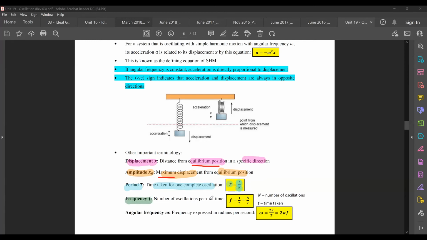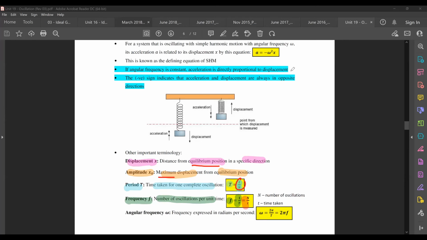Okay. Then frequency f is the number of oscillations per unit time. We know it as the reciprocal of the period. So if we know that period is actually small t divided by n, we take the reciprocal, 1 over this, and we get n over t, which is the number of oscillations over time taken. This one tells us the number of oscillations per second. Okay, so up to here, this is all something that you have learned in AS physics.